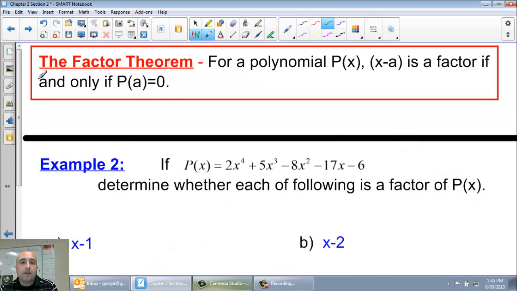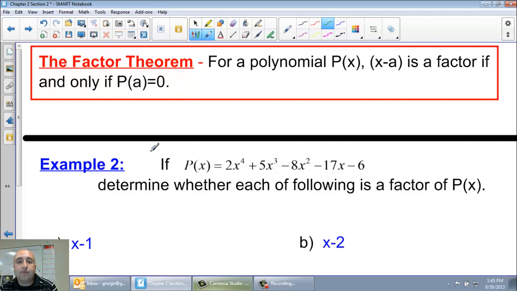The next theorem that we're talking about is called the factor theorem. And it says, for a polynomial p of x, x minus a is a factor if and only if p of a equals 0.